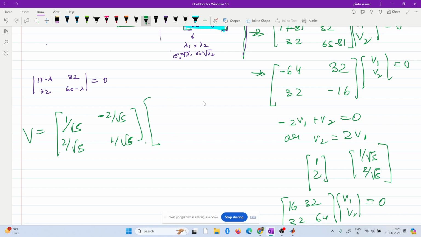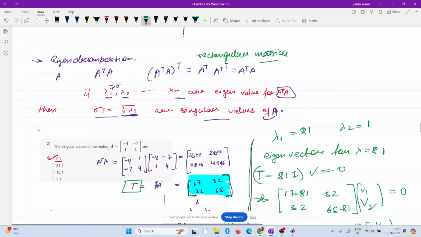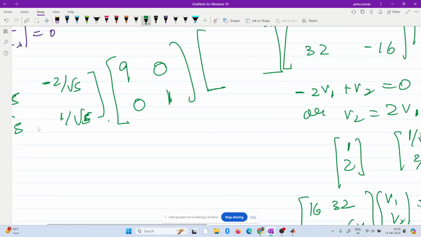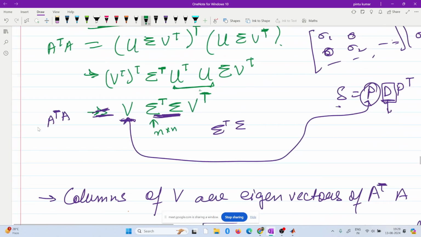Sigma is, so this first one is corresponding to 81, so it should be 9, then 0, 0, and then you will have 1, and you can define or find out matrix U accordingly. Okay, this is how you can do singular value decomposition. Now let's talk about why this singular value decomposition is important.